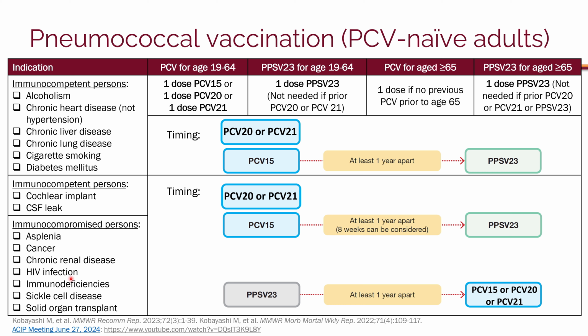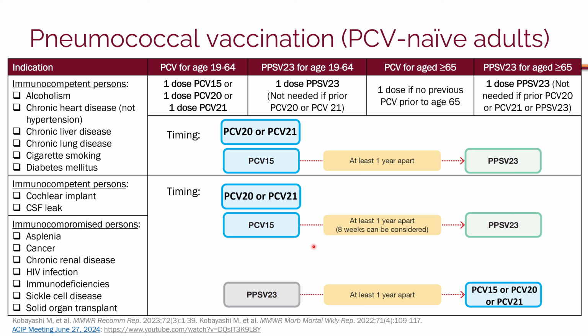Now, the next 2 groups are more severe conditions. So the first one is CSF leak and cochlear implant, but immunocompetent. And then the third group is immunocompromised persons. So these are people with asplenia, people with cancer, chronic renal disease, HIV infection, immunodeficiencies, sickle cell disease, and solid organ transplant. For these people, it is important for them to get the PCV vaccine prior to age 65. So either PCV20, 21, or PCV15. And of course, with PCV15, they do need to get PPSV23.